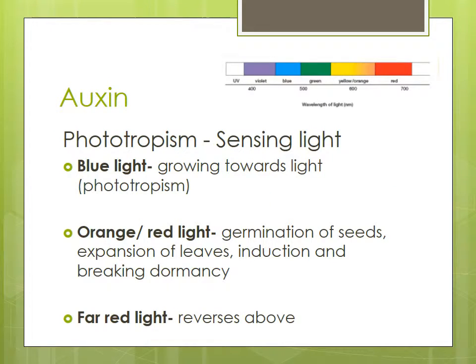The other phototropism that we have is for sensing light and sensing different colors of light. So blue light causes that phototropism that we spoke of before, which was growing towards the light. We have orange-red light, which is for the germination of seeds, the growth of leaves, seed dormancy, all that kind of stuff. And then far red light reverses what I just said. So instead of seeds germinating, they might be becoming dormant. Instead of leaves growing, they might be dropping off.